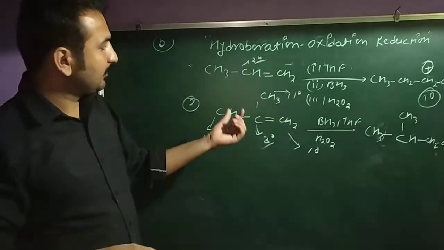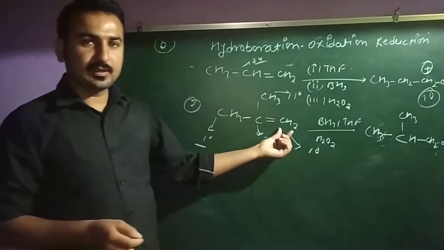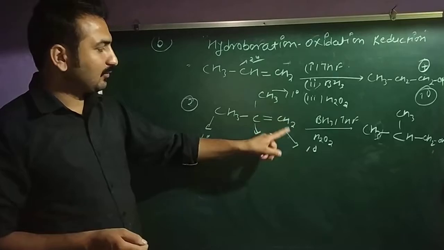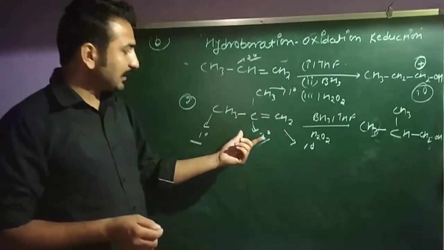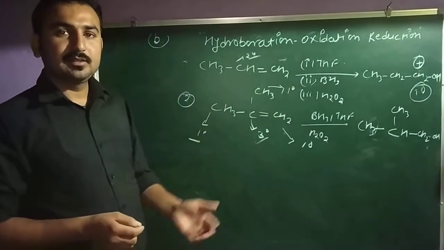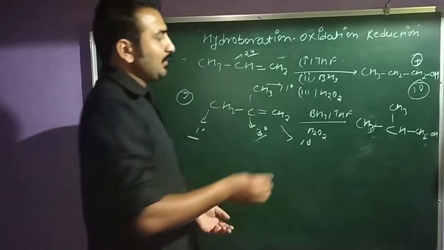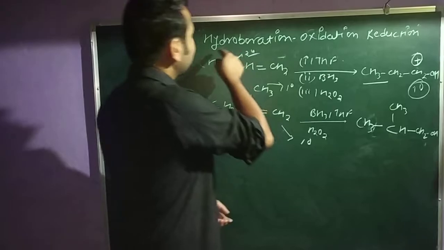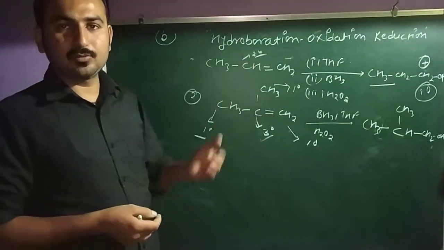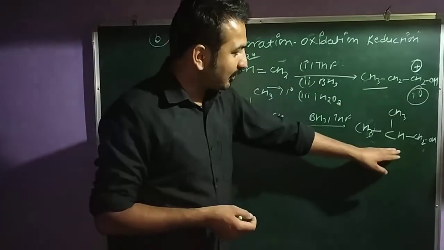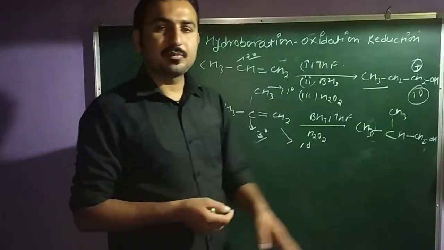That means what kind of alcohol is formed? 1 degree. 1 degree means anti-Markovnikov. If you have the 3rd degree alcohol, that means this reaction will go under the Markovnikov rule. But obviously we know here that the hydroboration oxidation reaction goes according to the anti-Markovnikov rule. Anti-Markovnikov product, and also here the anti-Markovnikov product.